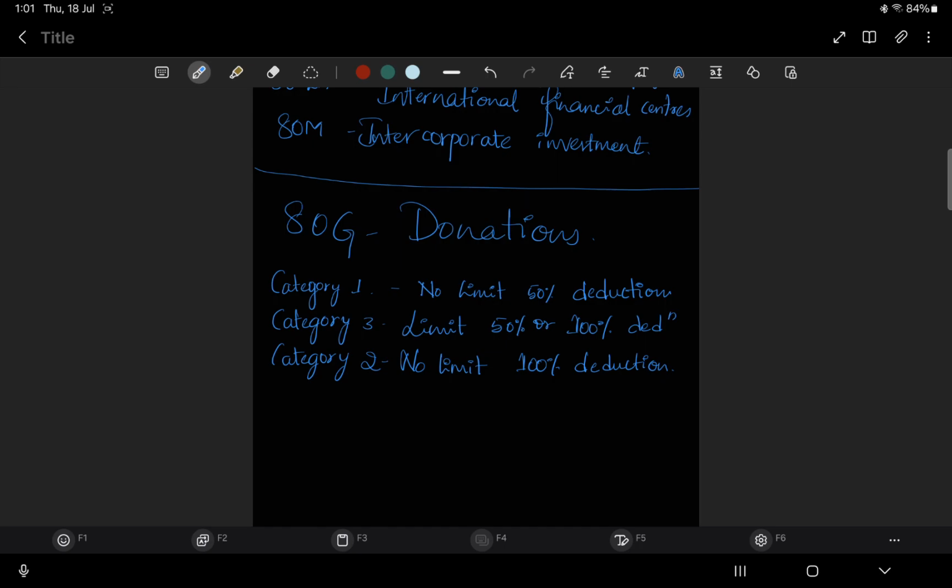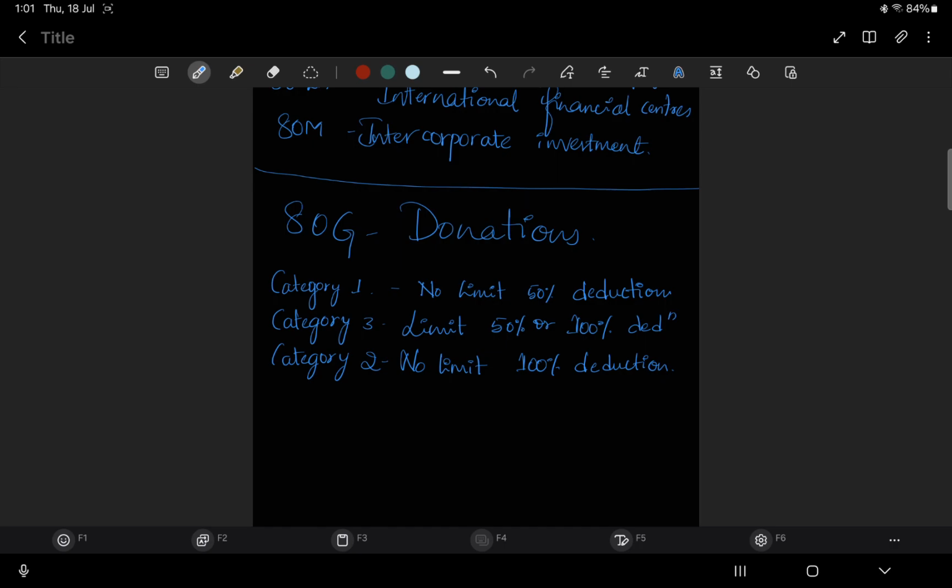The items that will come in category 1 are the Jawaharlal Nehru Memorial Fund, Indira Gandhi Memorial Fund, Rajiv Gandhi Foundation, and Prime Minister's Drought Relief Fund. These are the only 4 items that will come in the group 1 category. Now, other than that, you have the second category, and the items that you have to remember are in the group 3 category.